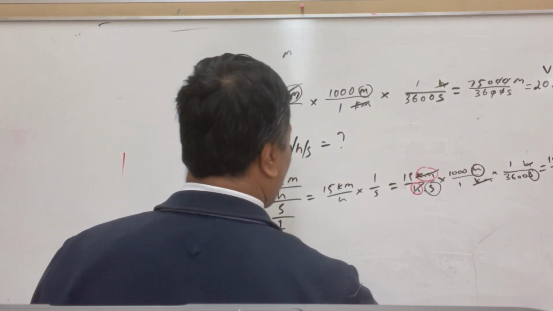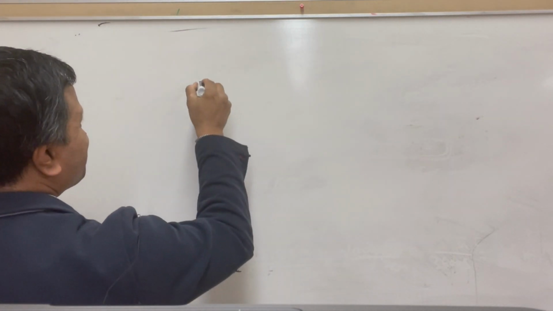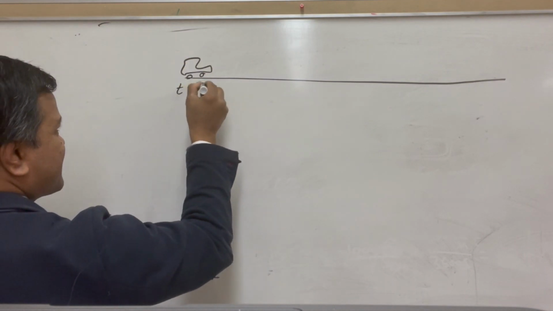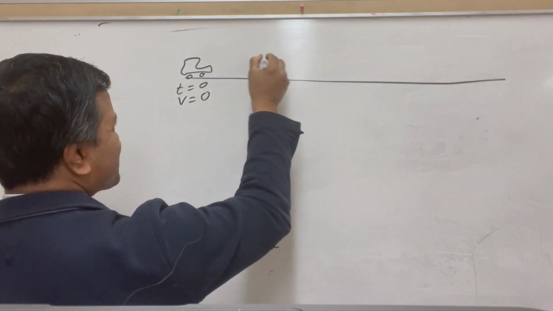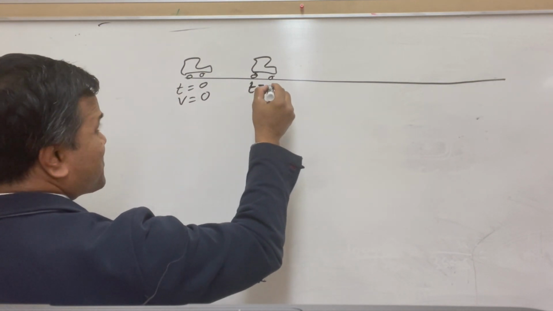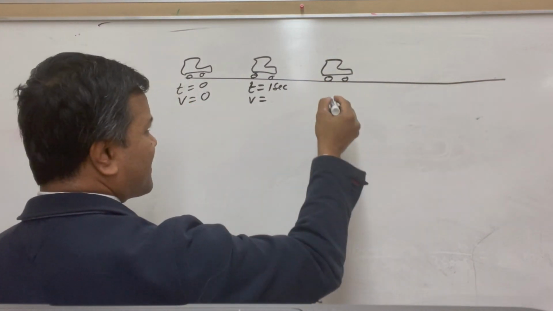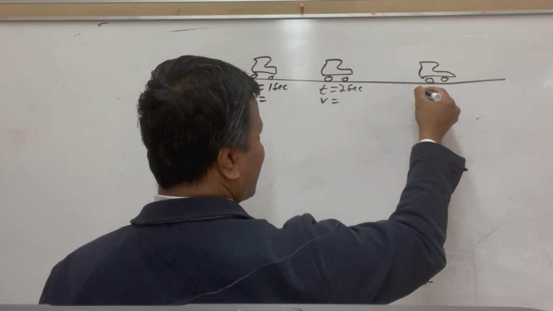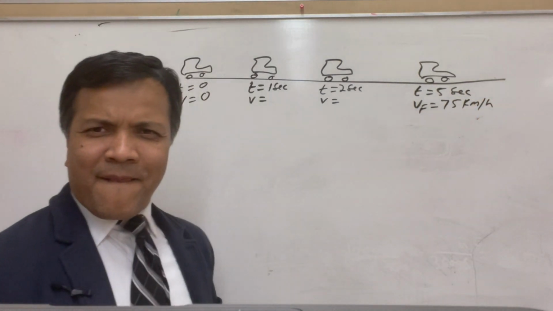So, now I am going to give you a problem to discover the two misconceptions we discussed earlier. Misconception number 1 will be removed by this problem. Let us say I have a car. At location 1, the car is at rest, so velocity is 0, right? Good. But at location 2 or scenario 2, the time is 1 second. What would be the velocity? At location 3, the time is, let's say, 2 seconds. What would be the velocity? And at the end, the time is, let's say, 5 seconds, and the final velocity is, let's say, 75 kilometer per hour. All right, good.